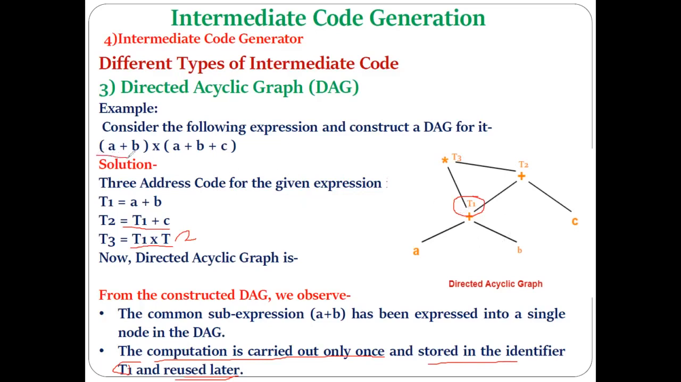As you can see in this expression, T1 is computed two times. But using the DAG, we can compute it just once and use it again and again. So this is nothing but the directed acyclic graph. If you generate the syntax tree for this, you may get a larger tree as compared with this DAG. And there is no cycle here, so it is called a directed acyclic graph.